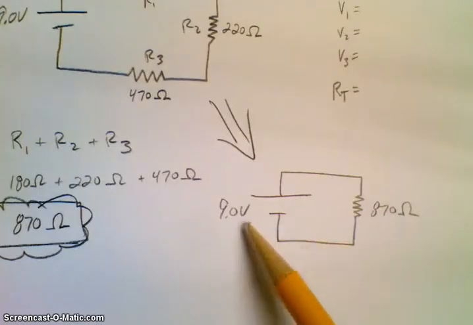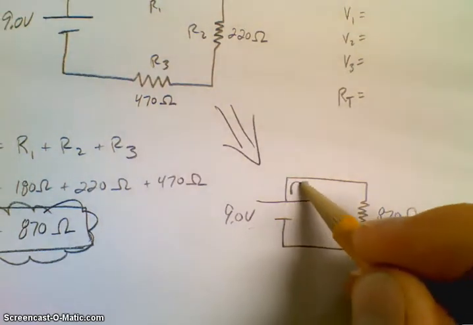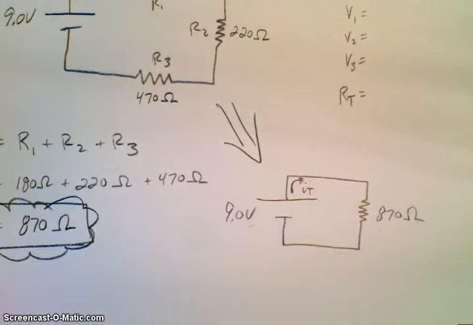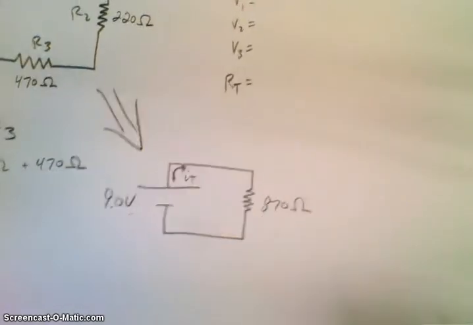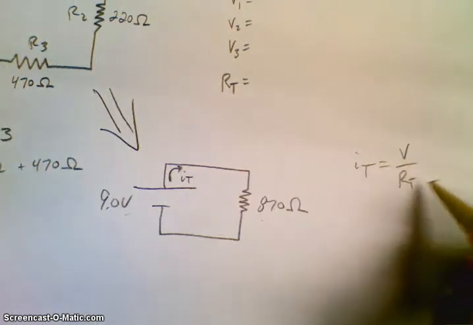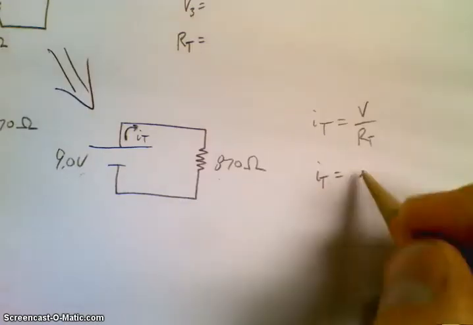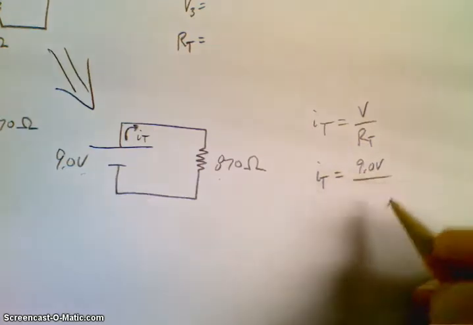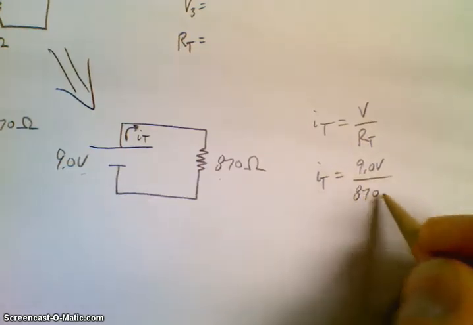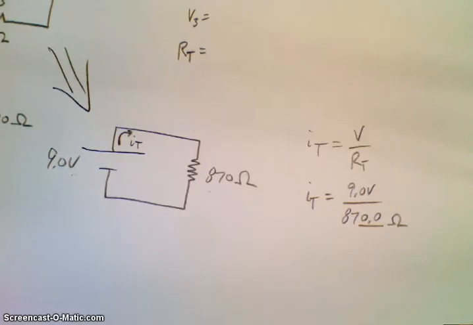Now, if I know the voltage and the resistance in the circuit, what can I determine from those 2 quantities? I can find the current that's being drawn from our source, which we call the total current. So that's what I'm going to solve for next. The total current is the voltage divided by the total resistance. Voltage is 9.0 volts, and our total resistance is 870.0 ohms. What did I do there?